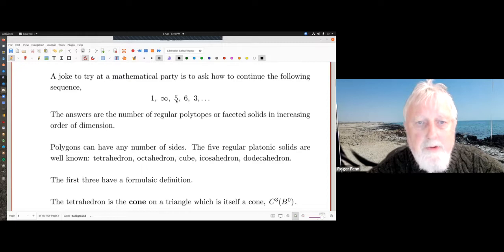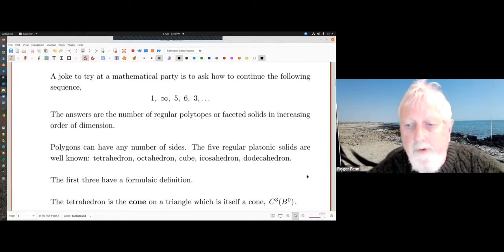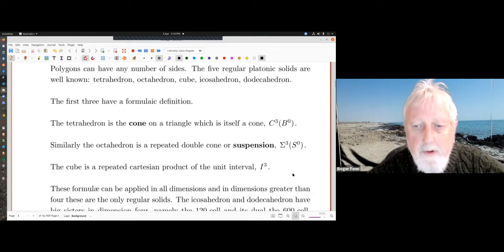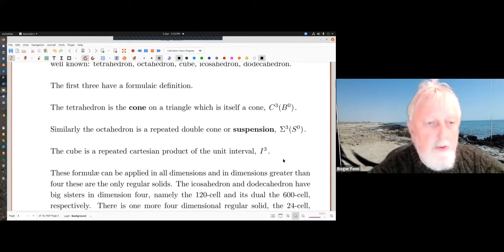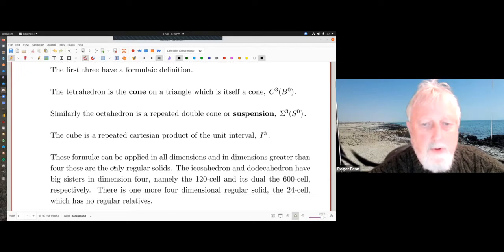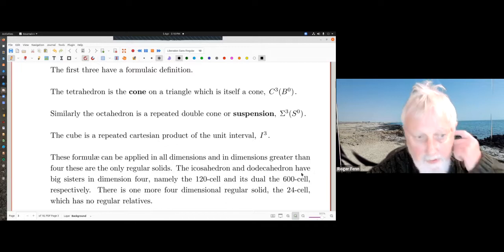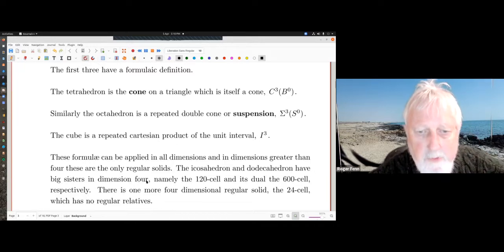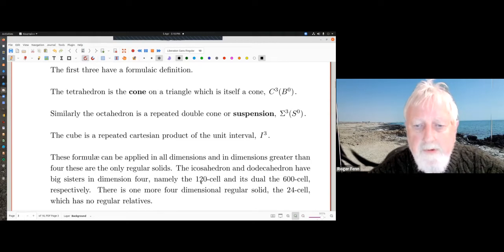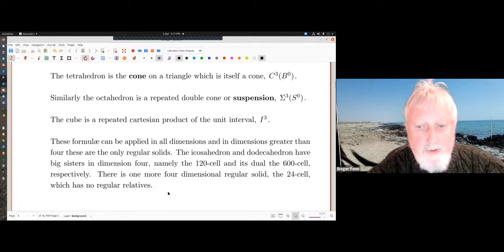But there are analogues in 4 dimensions of 3 of the well-known solids. So we've got the icosahedron and the dodecahedron have big sisters in dimension 4. So one is the 120 cell and its dual the 600 cell. So they're quite complicated. There is one more 4-dimensional regular solid, the 24 cell, which has no regular relatives.